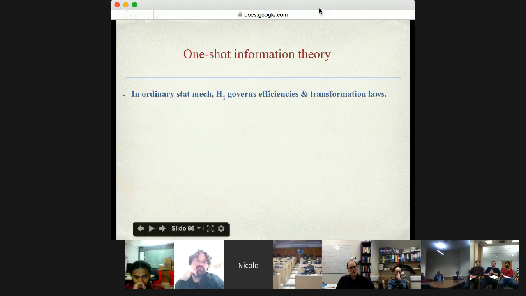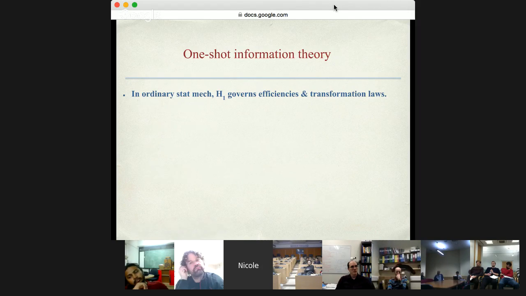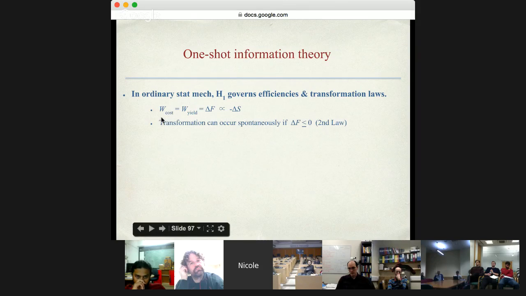Let's compare our discussions of Shannon theory and ordinary statistical mechanics to thermodynamic resource theories and one-shot information theory. In ordinary statistical mechanics, the work cost of creating a state also equals the work extractable from the state. That equals a change in free energies, which is proportional to a difference between entropies. Or alternatively, you could express this as a relative entropy.